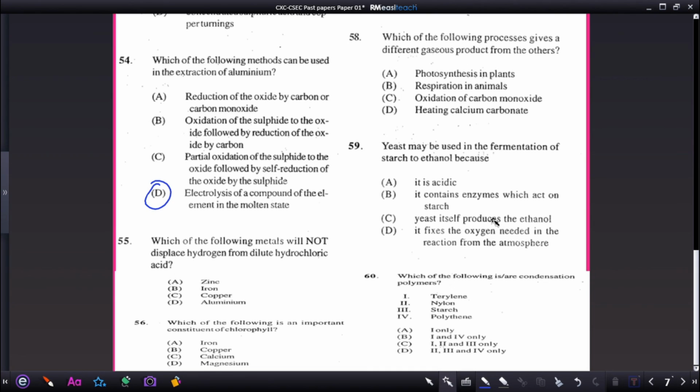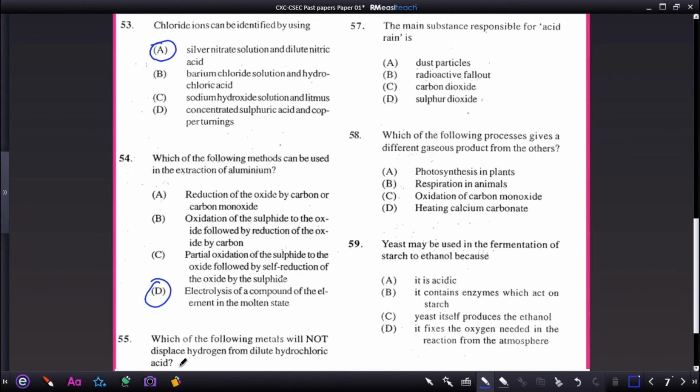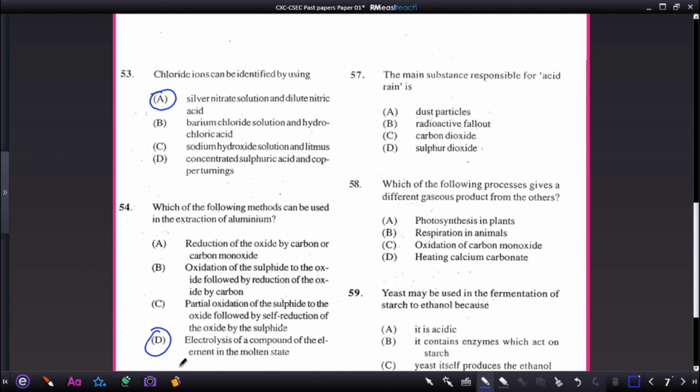55. Which of the following metals will not displace hydrogen from dilute hydrochloric acid? It's copper, because copper is below hydrogen in the reactivity series. 56. Which of the following is an important constituent of chlorophyll? We know that chlorophyll consists of magnesium. 57. The main substance responsible for acid rain is sulfur dioxide.